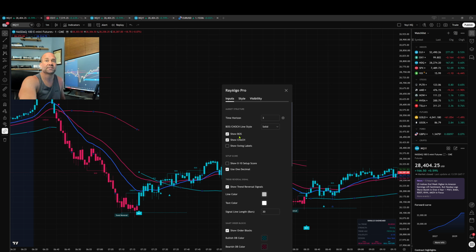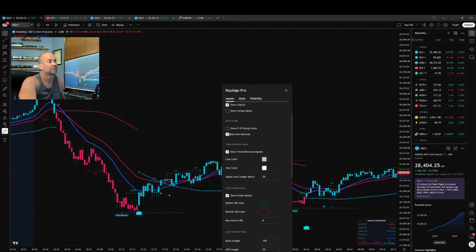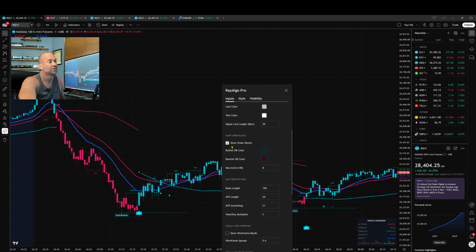So these are the settings: show break of structure, show change of structure. I have those checked off. I have this one not checked. So these are selected, this is not. Just copy what I have here, guys. Show trend reversals, I have that chosen. Show order blocks for sure. Order blocks are phenomenal, guys. I take live trades off of order blocks once I get confirmation on a 1 minute chart.